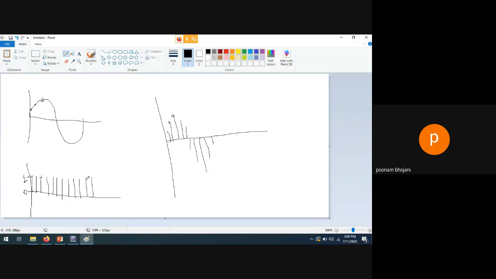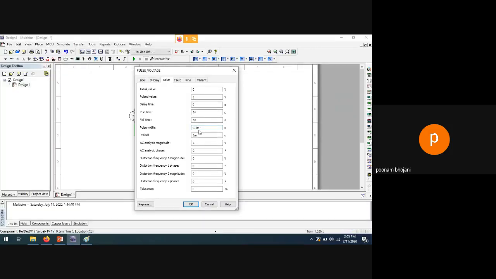Pulse width means what? This is the pulse. Actually the pulse width can be any value. If you want it bigger, you can keep it this much. Let's say this is 0.5 millisecond, but I don't want this much pulse width. I want a single spike. It means my pulse width should be as minimum as possible. I cannot keep it 0, but it should be very small, in microseconds or nanoseconds. So let me set this pulse width to a very small value, 0.001 microsecond.